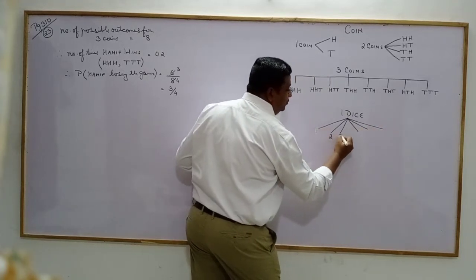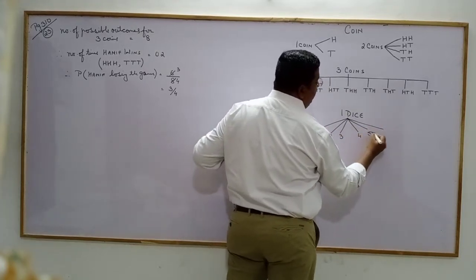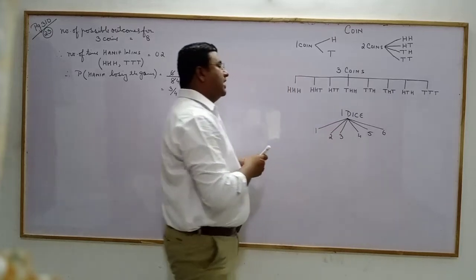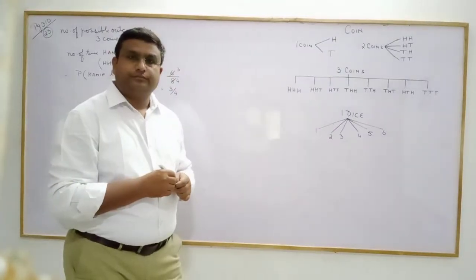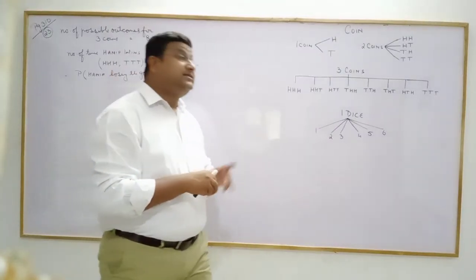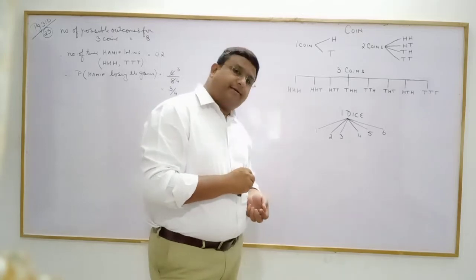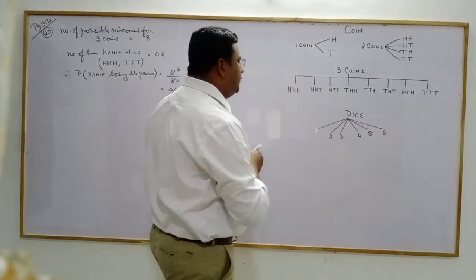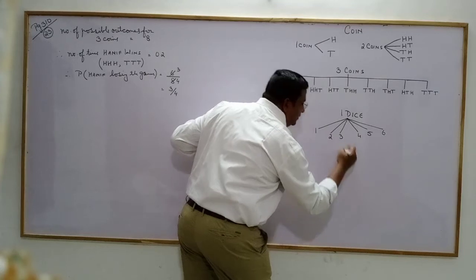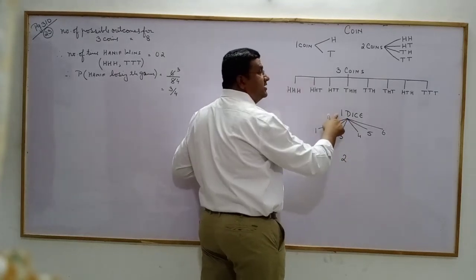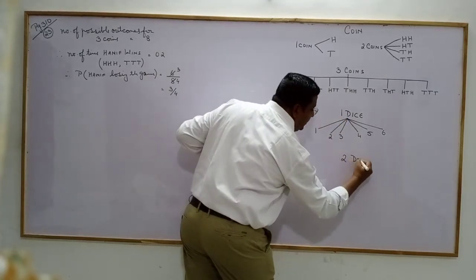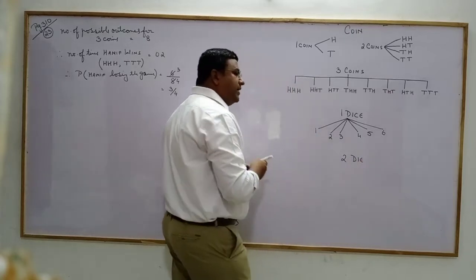1, 2, 3, 4, 5 and 6. Six results are possible, the number of results possible on a single throw of a die. But now, if 2 dice come, this is 1 die, singular, but when it is plural, it is 2 dice. How many results are there?